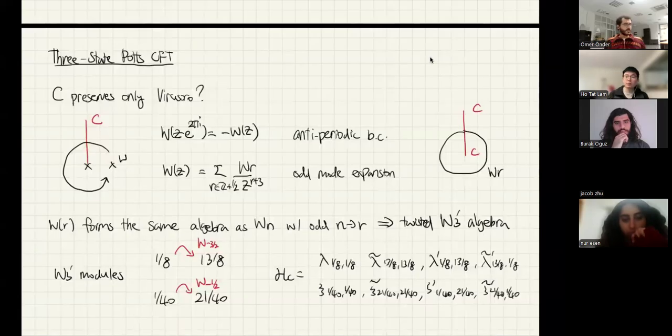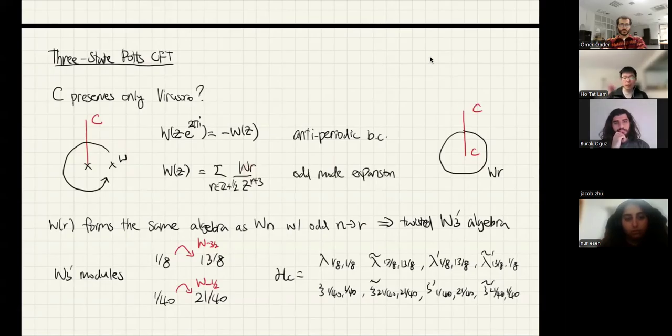And this implies that we can still expand W into modes, but the mode expansions now would not be integer mode expansions. It's actually half integer mode expansions. Okay, so this is odd mode expansions. And I'll use r to denote odd mode expansions and use n to denote even mode expansions.